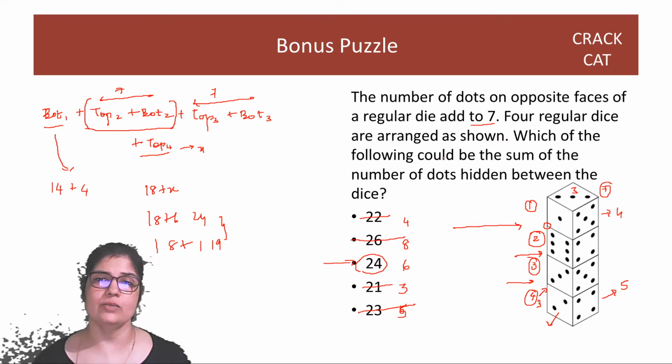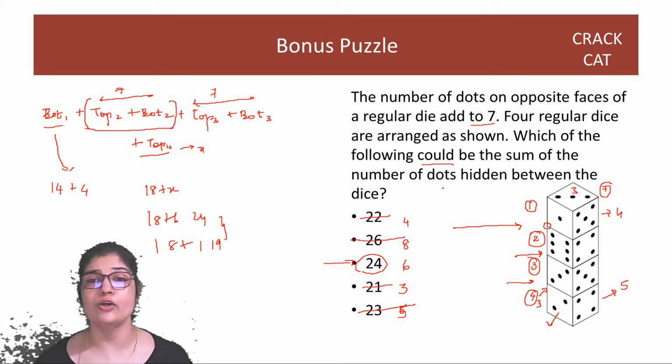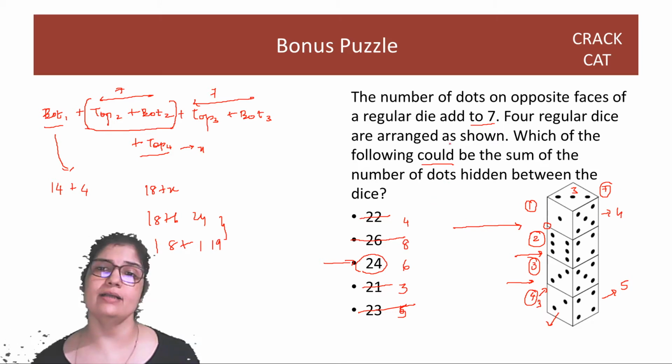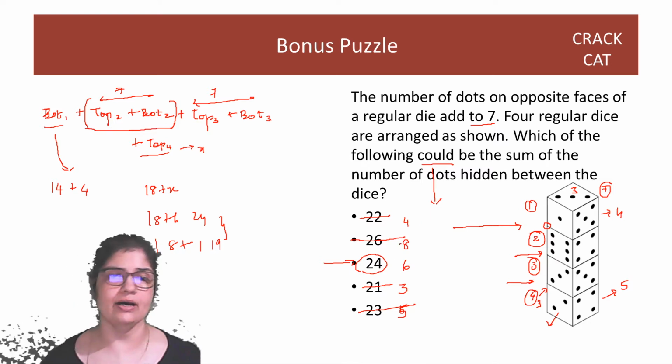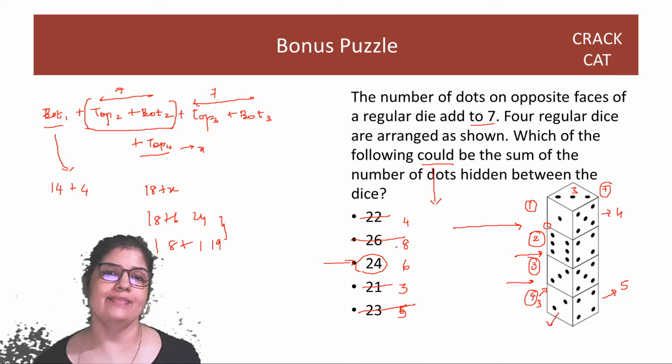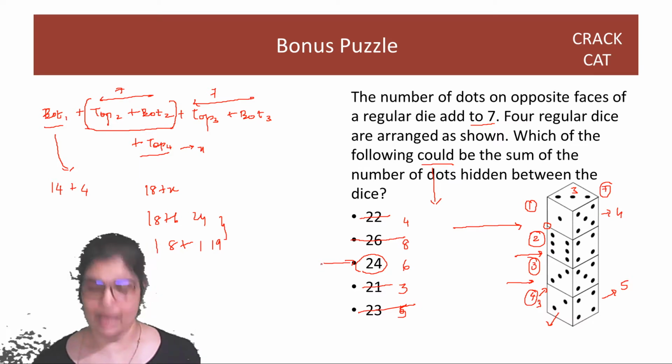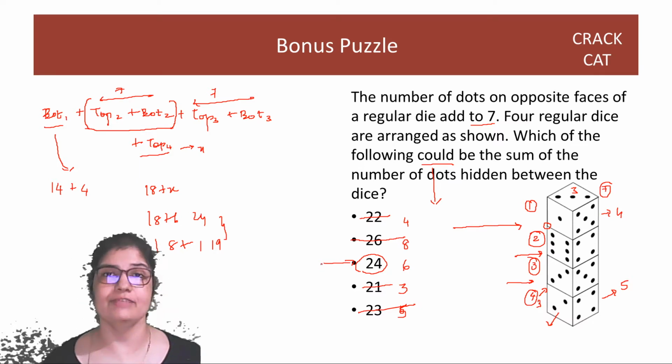And that is why the question says could, not should or will. When there's a unique answer, they'll say which of the following will be the sum. The could means that there is more than one answer. And this is fine. We have got one answer from the options and that answer is 24. Great. I hope you've already solved this before we discussed it.